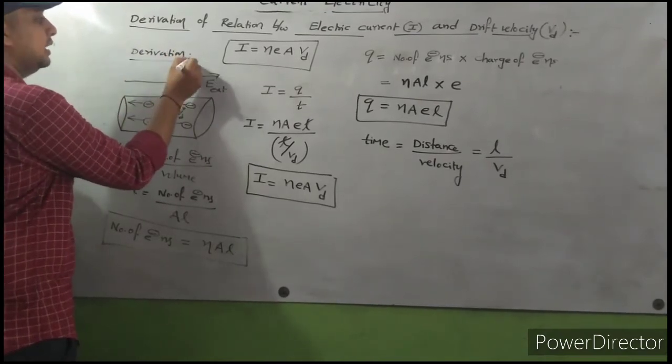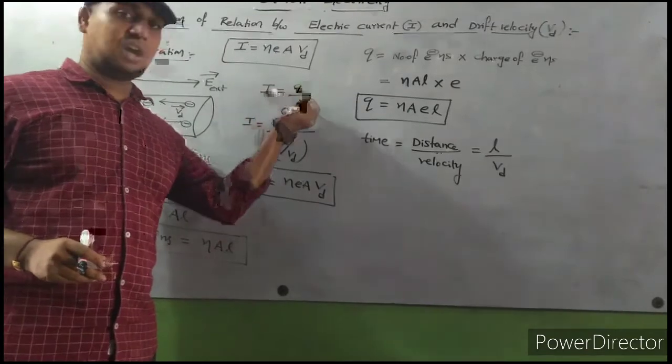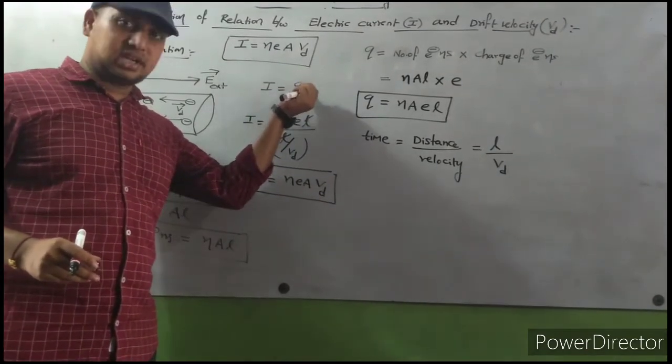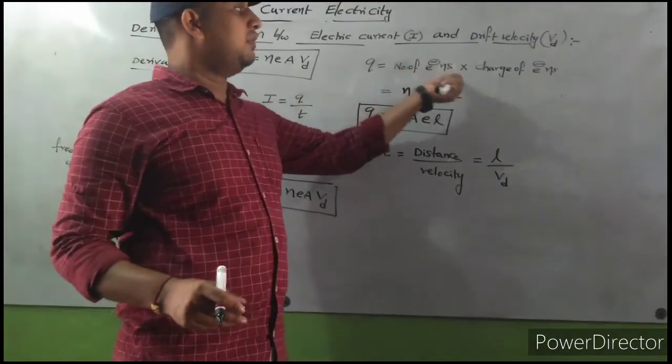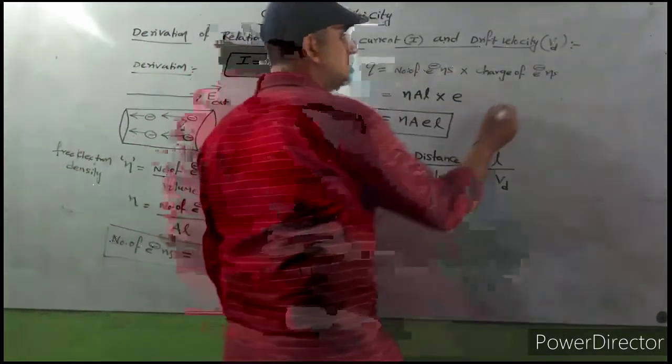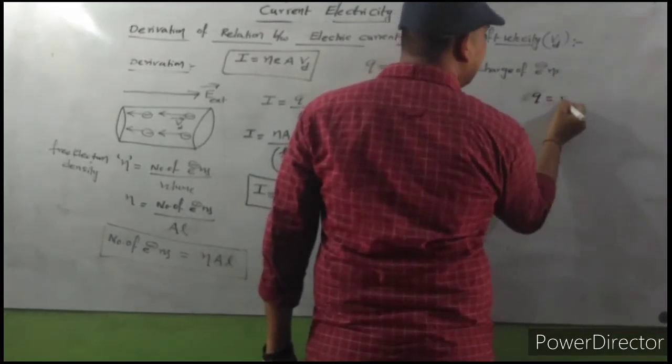Okay. So we are deriving like this. We want electric current. Electric current is nothing but electric charge by time. So first to find electric charge. How to find electric charge? Electric charge you know already, number of electrons into charge of electron. Because electric charge formula is n into e.